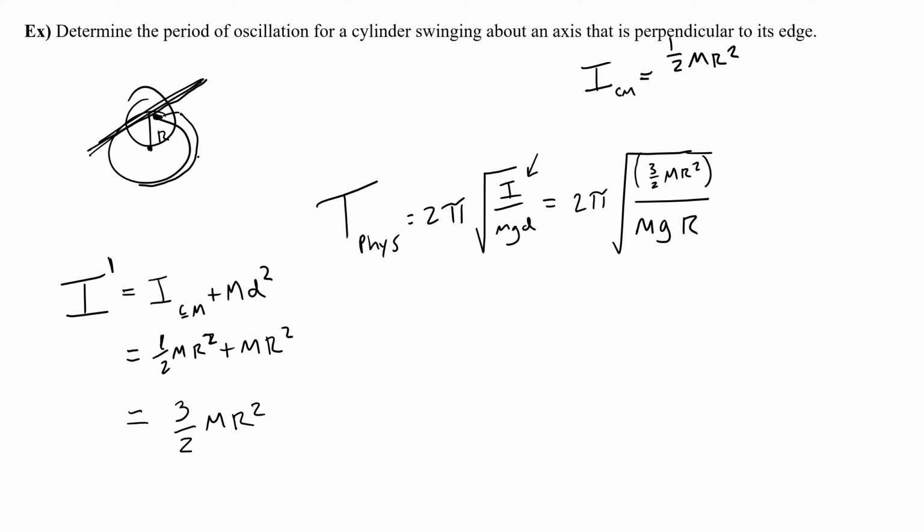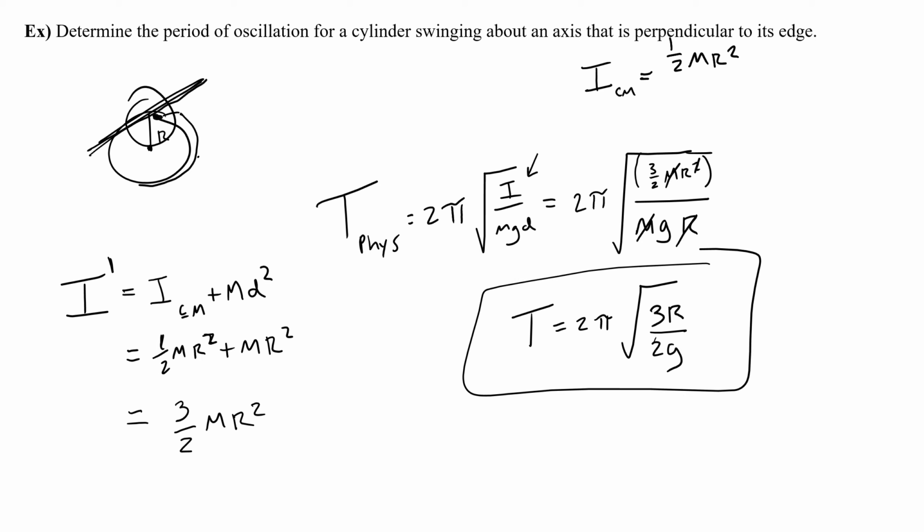And when we do that, we get a lot of cancellations. The mass goes away, and this radius cancels off one of these radiuses here. And so what we're left with is that the period of this physical pendulum is equal to 2 pi times the square root of 3r over, I'll bring this 2 down, 2g. And that is how you use the equation.